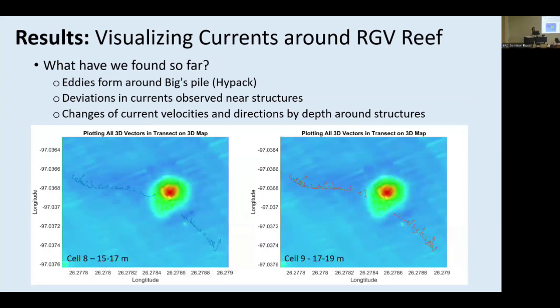And then we are also able to see changes of current velocities and directions by depth around these structures. So these are 2 adjacent cells, cell 8 and cell 9, these are closest to the bottom. And as you can see, there are slight changes in these current velocities. So we are able to see that.